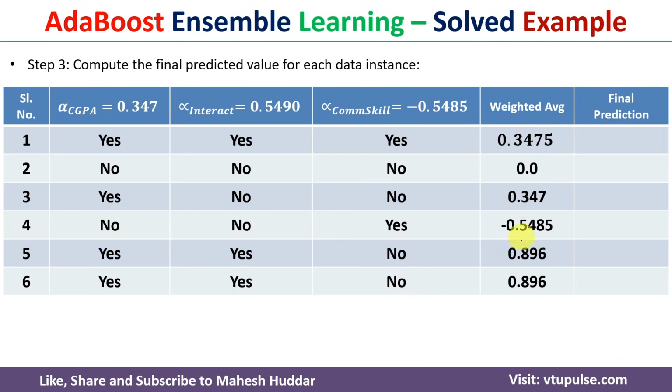Now, once you calculate the weighted average for all the examples in this case, the final prediction will be: if the weighted average is greater than 0, it will be yes, otherwise it will be no in this case. So this is greater than 0, it will be yes, this will be no in this case. Again, it will be yes, this will be no, yes, and then yes over here. So these are the final predictions for the given training examples using AdaBoost Ensemble learning algorithm. So I hope the concept of AdaBoost Ensemble learning algorithm is clear.